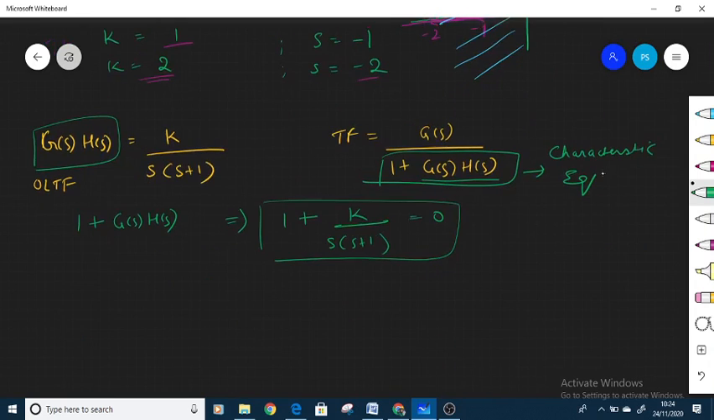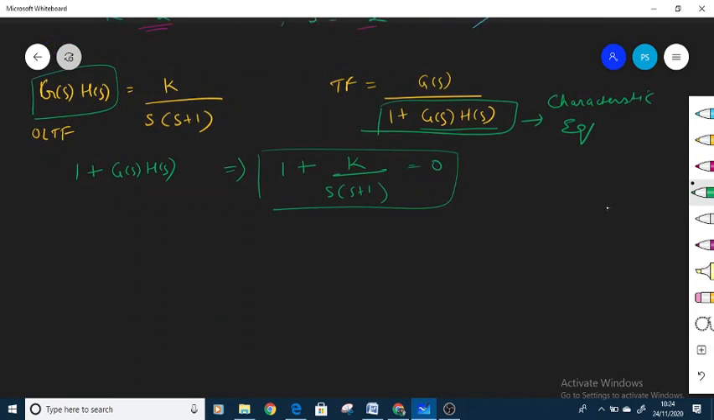Now let me just solve this. The characteristic equation will ultimately come out to be s square plus s plus k equal to 0. If I represent it as q(s), then the characteristic equation is s square plus s plus k equal to 0. Now the roots of this equation will be the poles of the system.